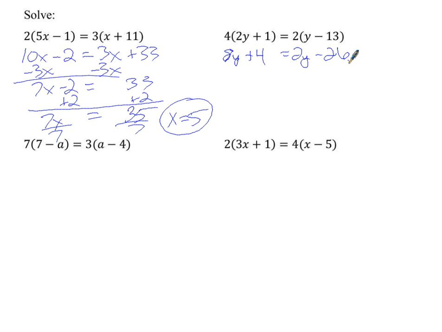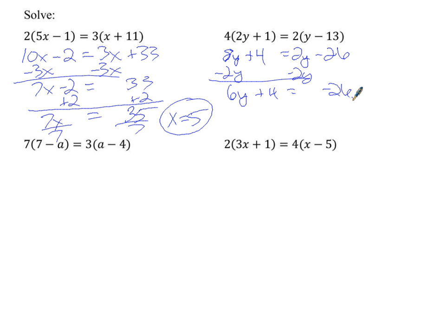Good. What is our goal here? The goal is to get the variable term, or variable terms, on just one side. Right? So you are doing that by subtracting 2y. Good. And what do we get? 6y. Is that it? Plus 4. Equals negative 26. All right, go ahead and call on somebody.